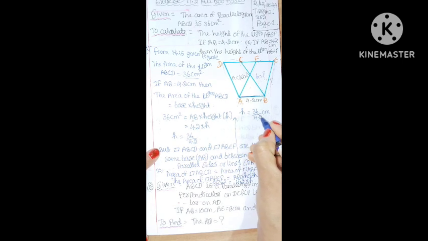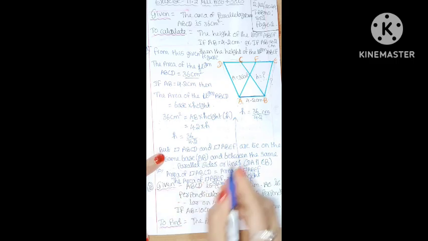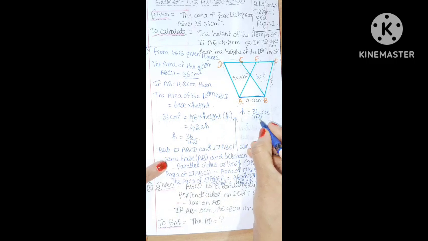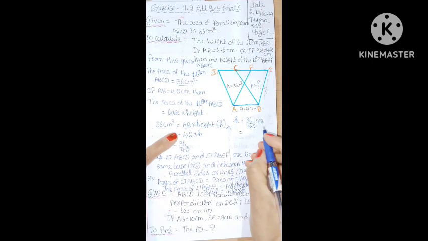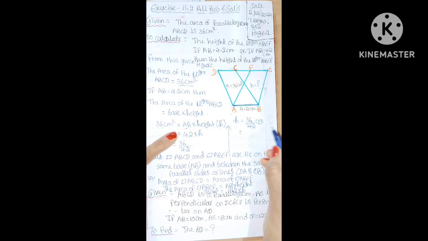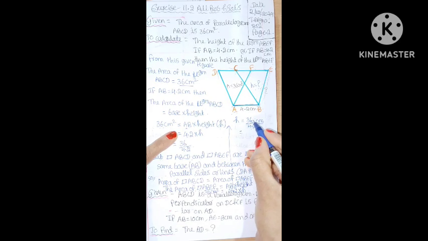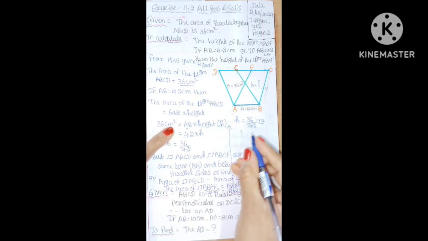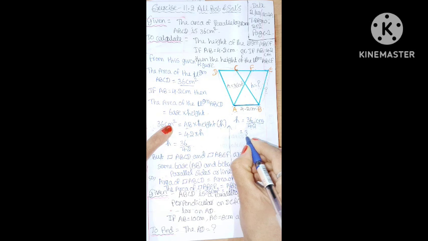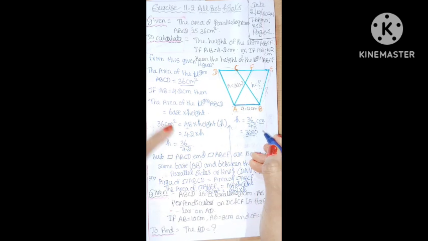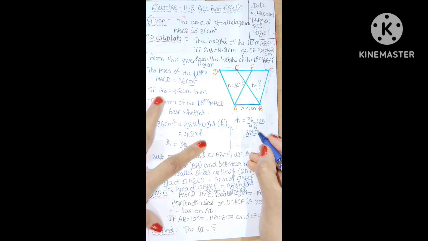So one centimeter is cancelled, and we will get only centimeters. Next, in the denominator there is one decimal point, so ignore the decimal point. How to ignore the decimal point? The numerator is multiplied by 10 and the denominator is also multiplied by 10. Are you understood? 36 and 4.2 both are multiplied by 10.